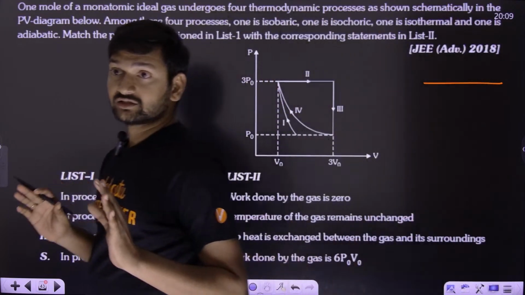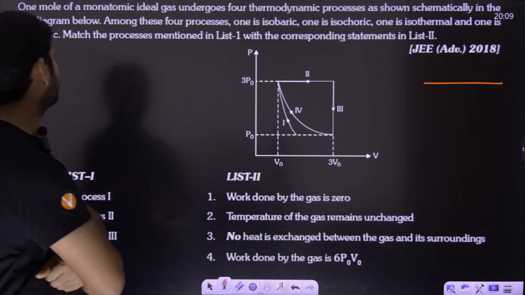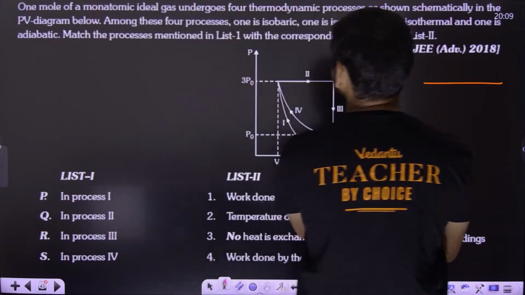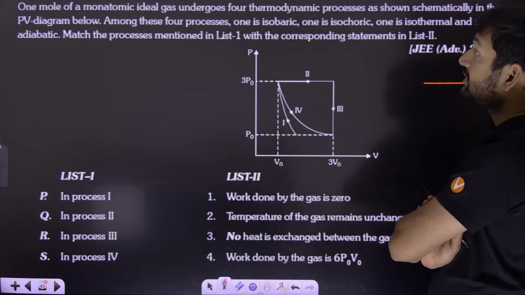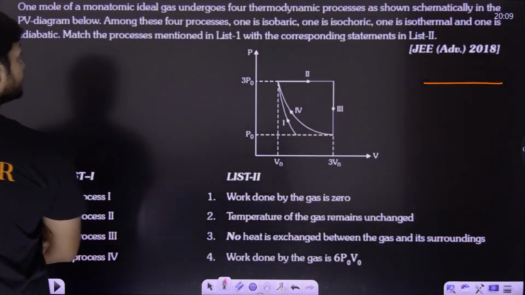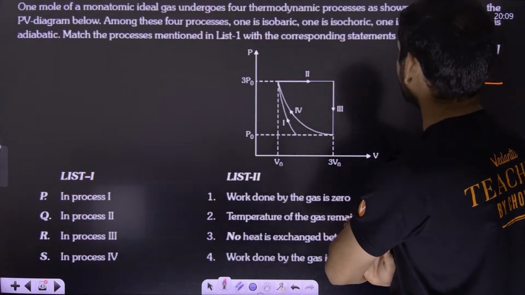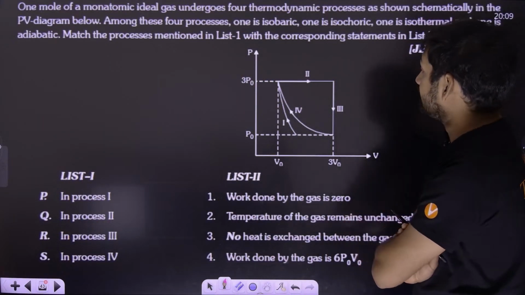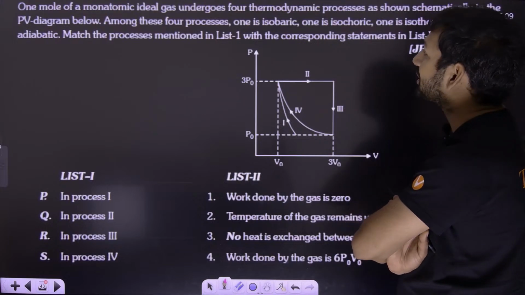So this is a JEE Advanced 2018 question. 1 mole of a monoatomic ideal gas undergoes 4 thermodynamic processes as shown schematically in the PV diagram below. Among these 4 processes, one is isobaric, one is isochoric, one is isothermal, one is adiabatic. Wow. Super. Okay.